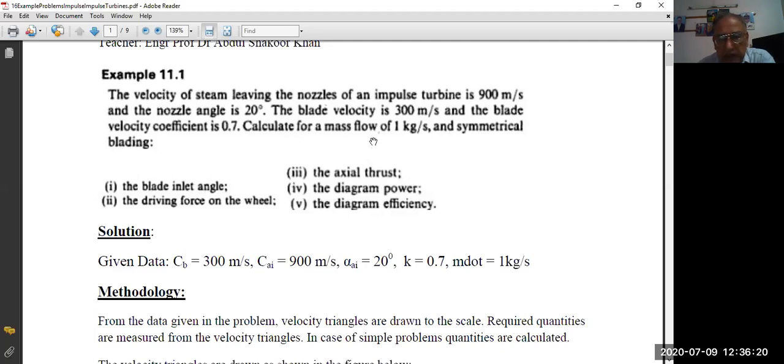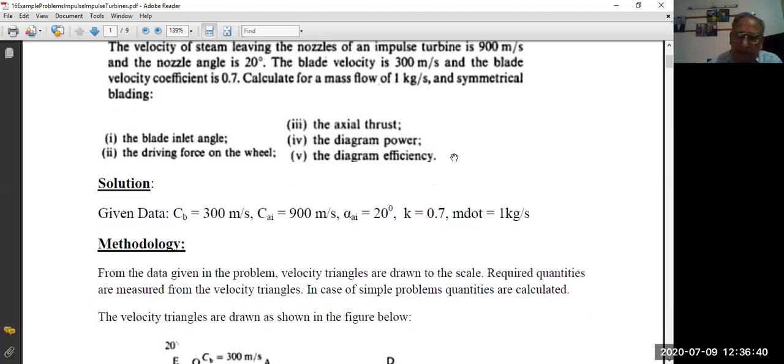Now, calculate for the mass flow rate of 1 kg per second. Usually, if m dot is not given, you can assume and calculate power output and efficiency and everything for 1 kg per second mass flow rate, and symmetrical blading. m dot is equal to 1 kg per second. When we say symmetrical blading, it means that the blade angle at inlet is equal to the blade angle at the outlet. So beta I is equal to beta E.